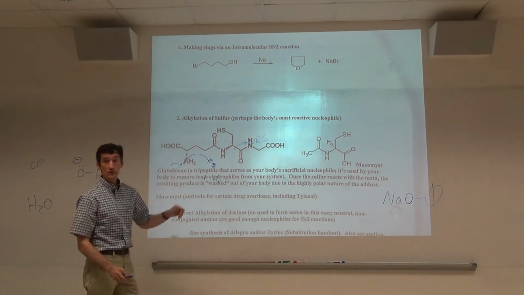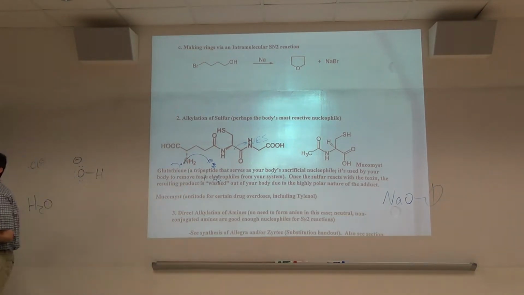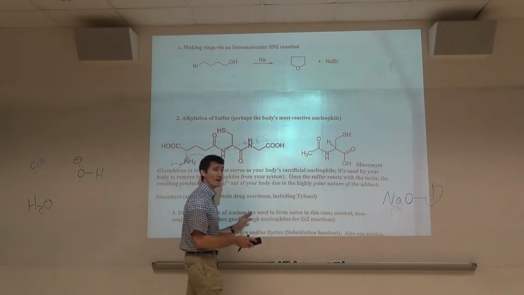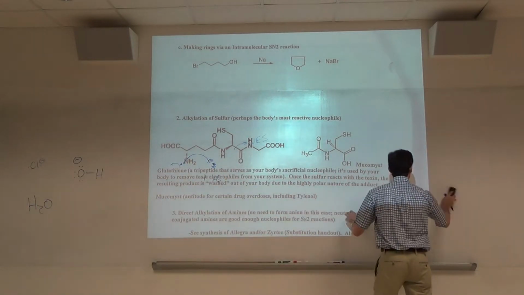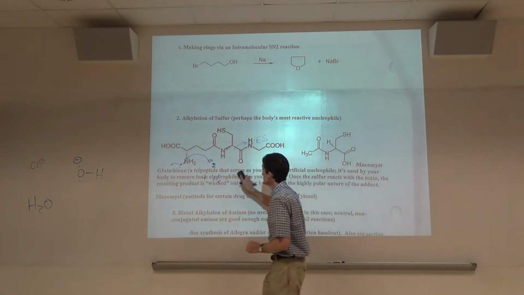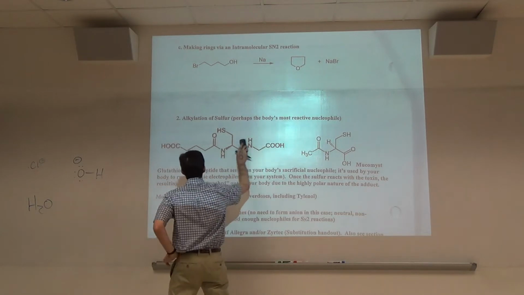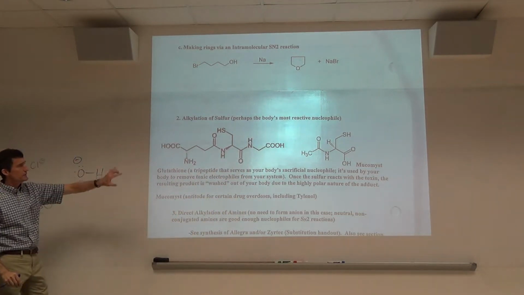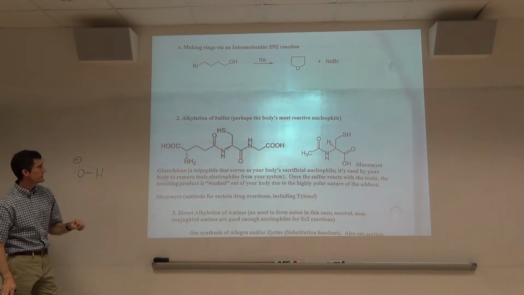Your body actually uses sulfur as a nucleophile a lot. And because it's better than oxygen, that's why your body likes to use sulfur. That's why some of your amino acids that contain sulfur are important, like methionine. So I'm not going to repeat up there. I'm just going to tell you a few little tidbits.